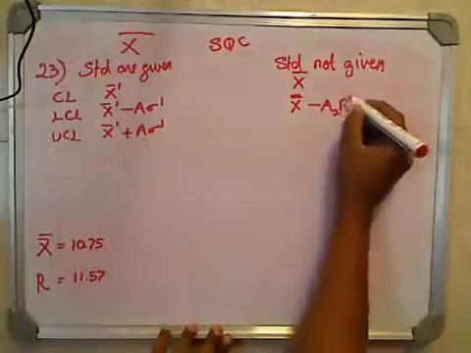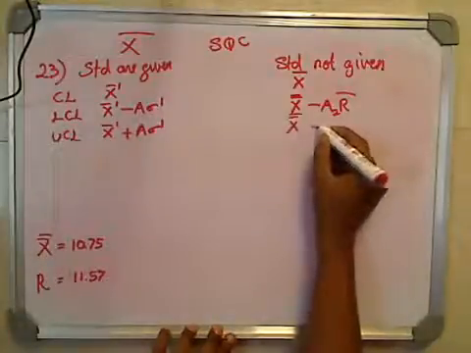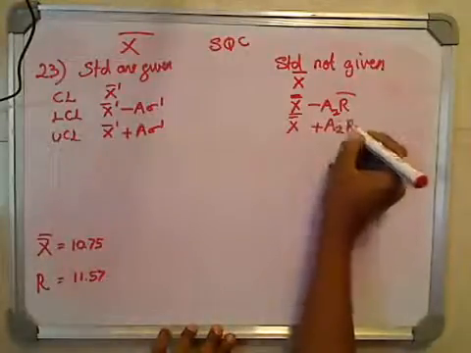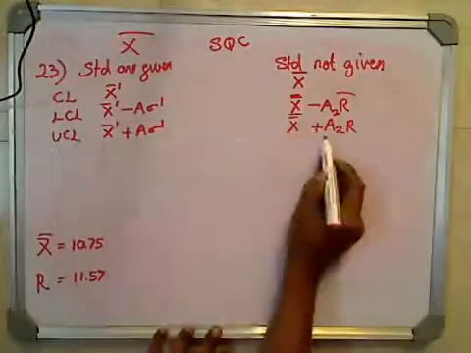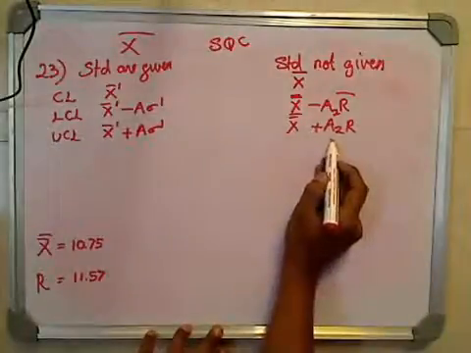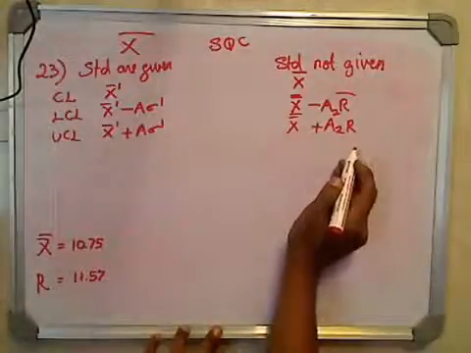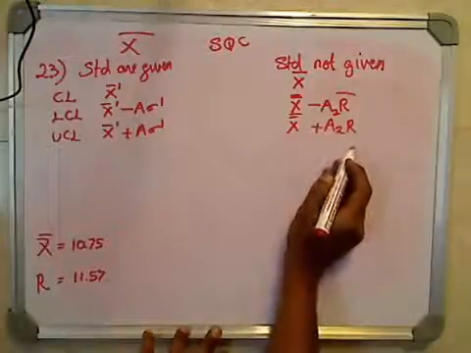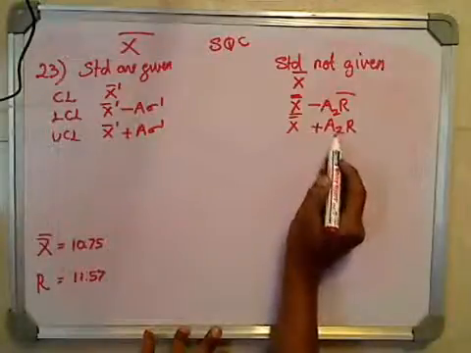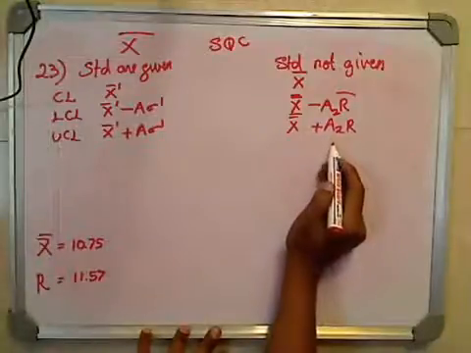X double bar minus A2 R bar, plus A2 R bar. Now, the values of A and the values of A2 happen to be constants. How do you remember them? You just have to memorize these values, because I've gone through the old papers, and I saw that they haven't really mentioned the values in the problem. So it's better if you go about remembering them.